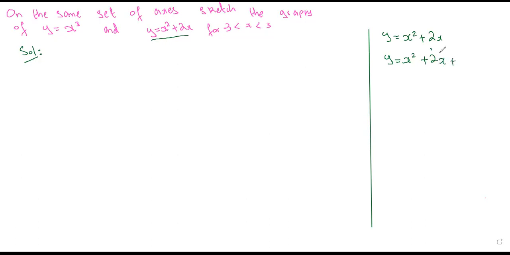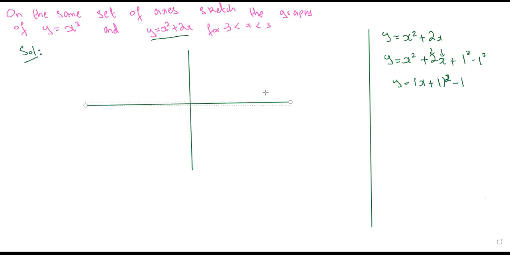If this is 2, if this is x, it means b is 1. So if I'm adding something in mathematics to keep things neutral, I need to subtract it as well. So this is basically x plus 1 whole square minus 1. Is it clear? Are you clear with the simplification? Yes. Perfect.